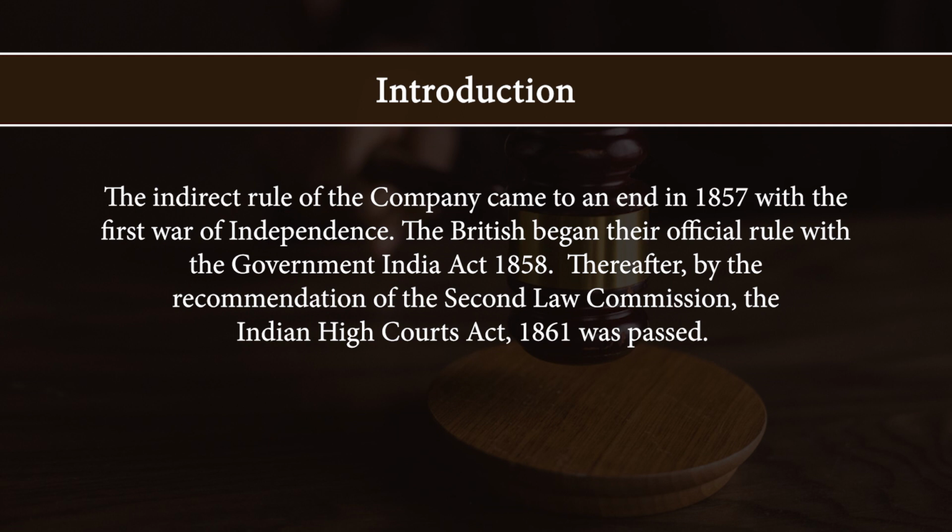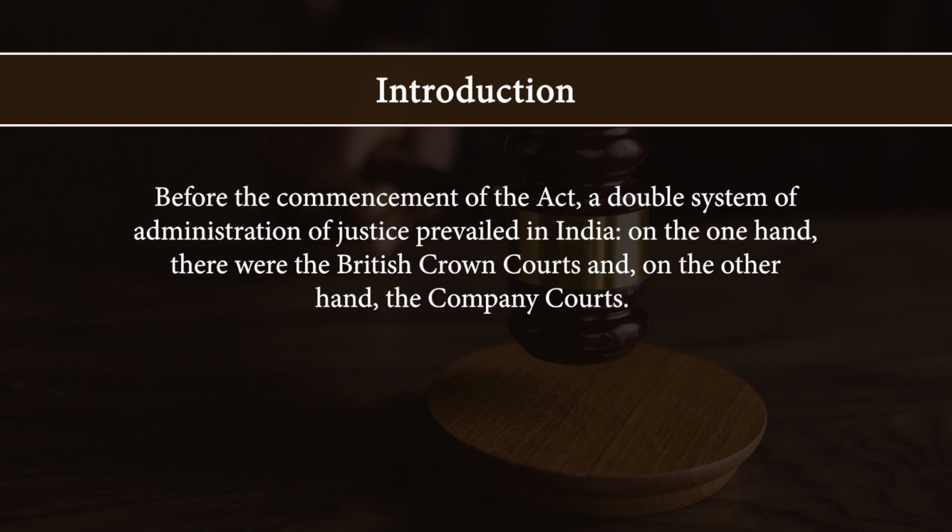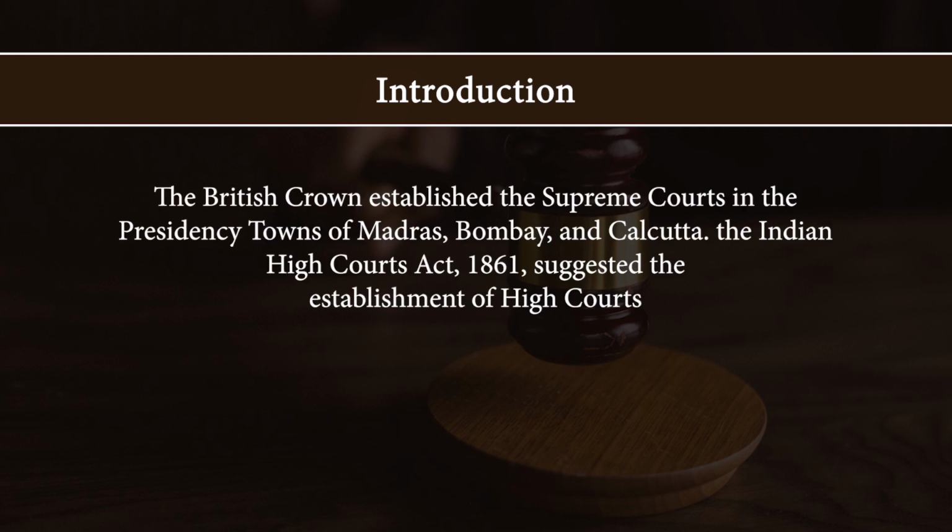The British began their official rule with the Government of India Act 1858. Thereafter, on the recommendation of the Second Law Commission, the Indian High Courts Act 1861 was passed. Before the commencement of the Act, a double system of administration of justice prevailed in India. On the one hand, there were British Crown courts and on the other hand, the company courts. The British Crown established the Supreme Courts in the presidency towns of Madras, Bombay and Calcutta.